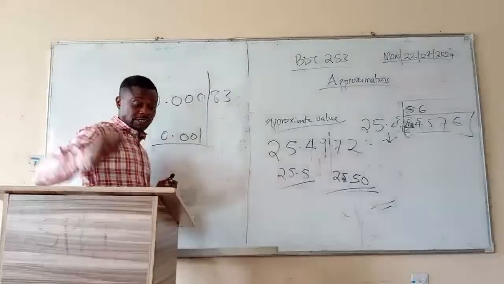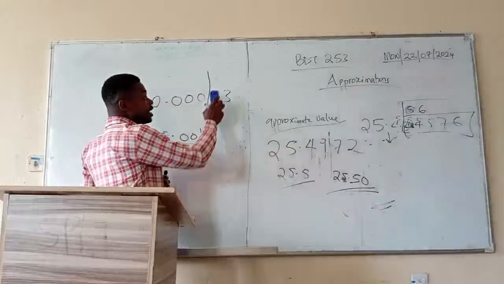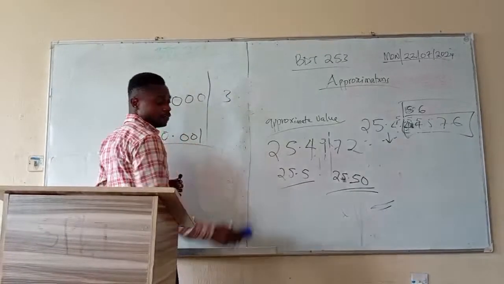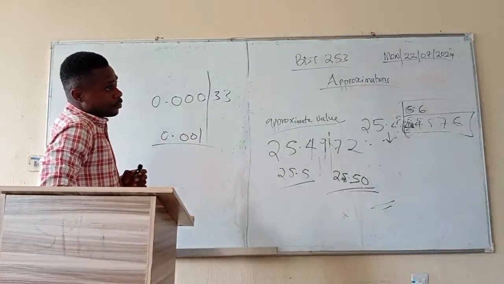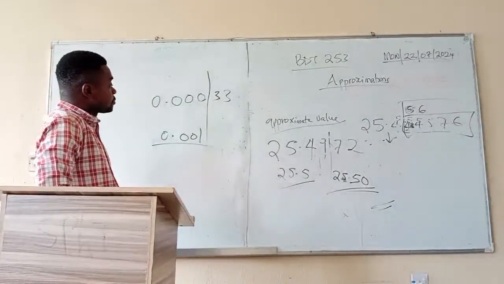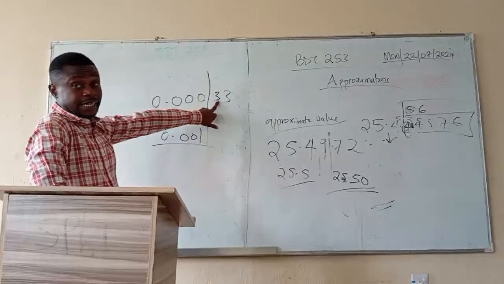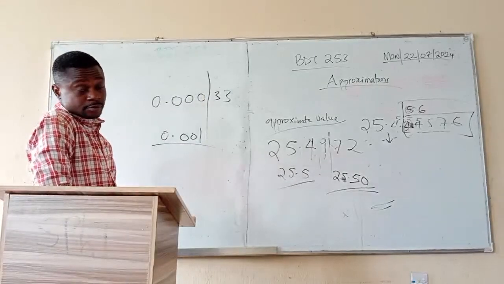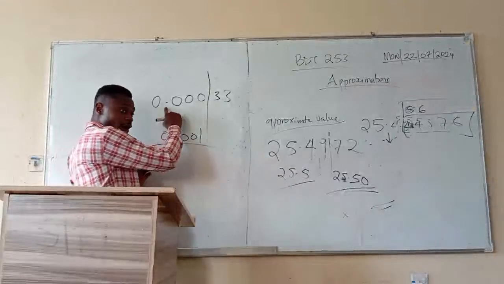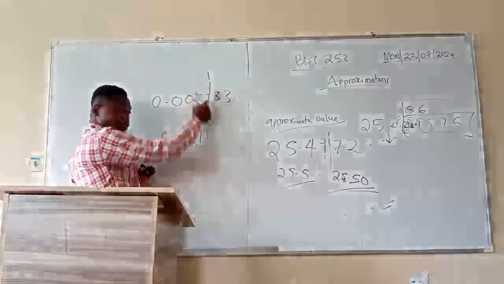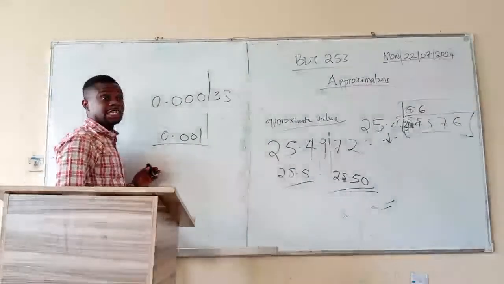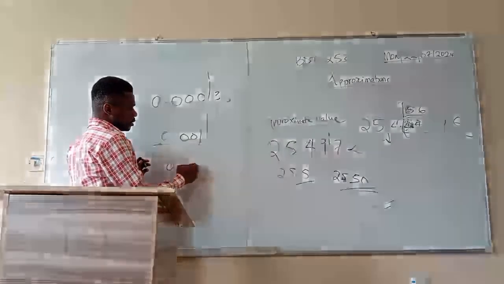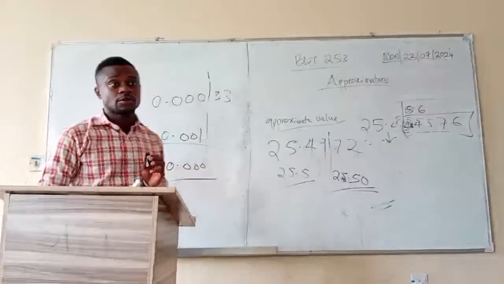Okay, someone asked a question. She asked, what if the digit here is 3? So what do we do? On a normal, we zero this side, right? So what is the answer? 0.000. Does it shock you? No.